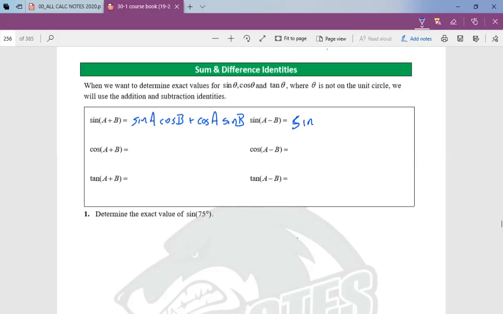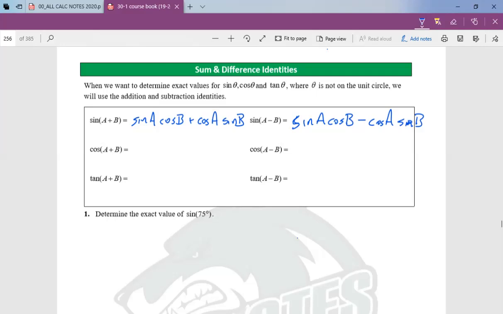Sine of a minus b, if we're talking about the difference of two angles, is sine a cos b minus cos a sine b. So it's the same formula as sine of a plus b, and because it's a difference, this ends up being subtraction. With sine, your pieces are the same, sine a cos b, cos a sine b, but now it's subtracting instead of adding.